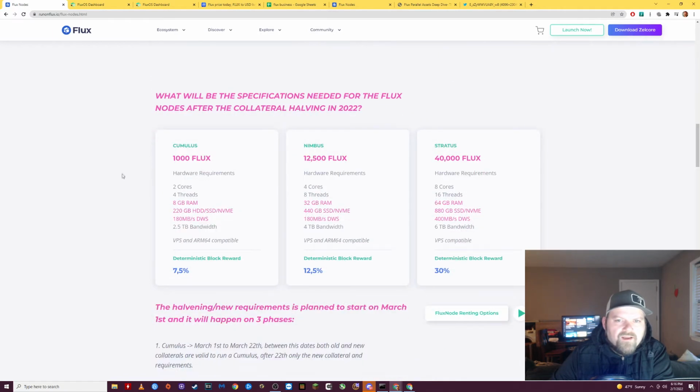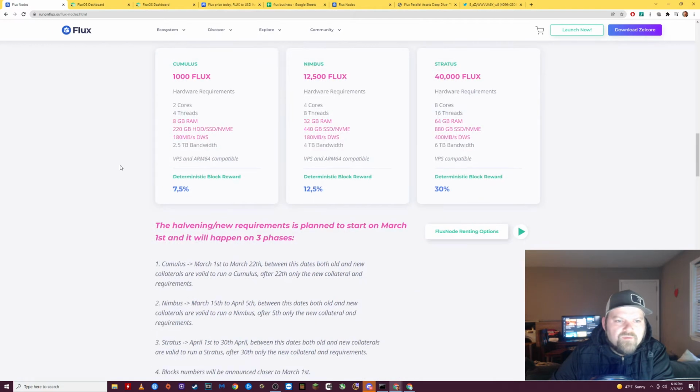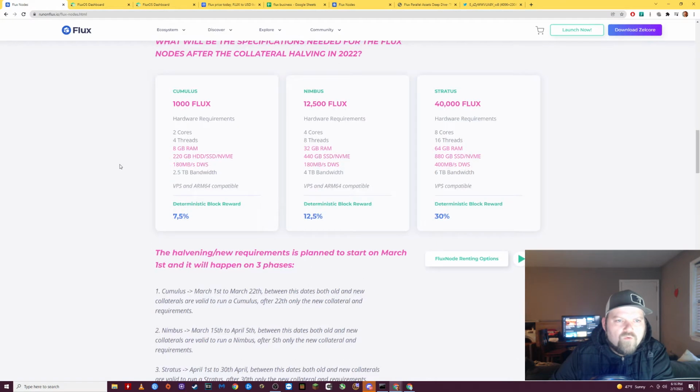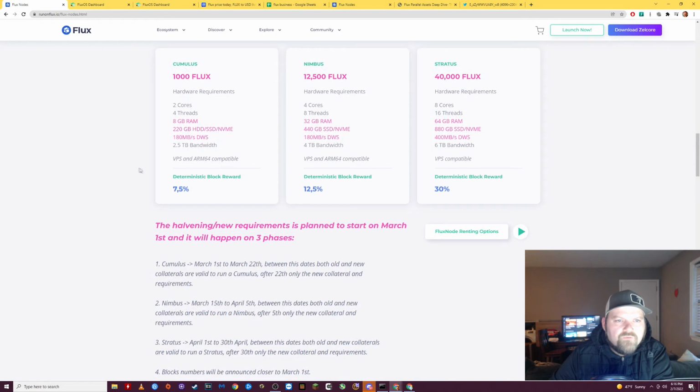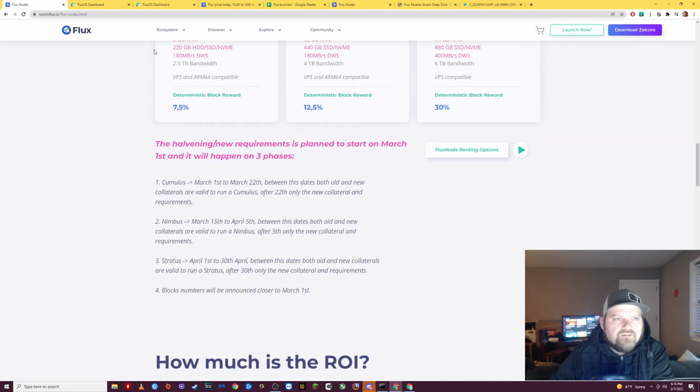As you scroll down, beginning in March, there will be new requirements for the nodes. The Cumulus node will then go down to 1,000 Flux. The Nimbus will go down to 12,500, and the Stratus will drop down to 40,000 Flux. So quite a big drop off on all those. And we'll look at what that does to the actual price of everything.